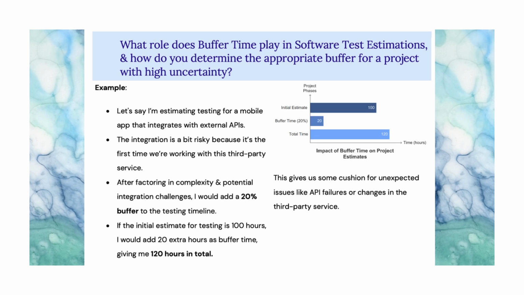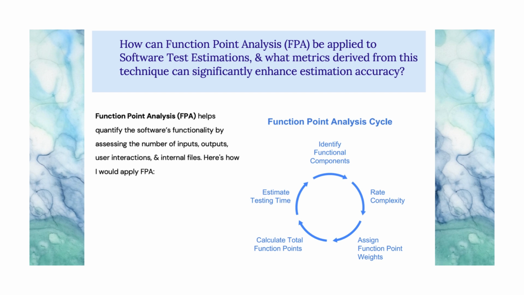Now let's implement this and check an example. How should we consider an appropriate buffer for a project with high uncertainty? Check the detailed steps as below. How can function point analysis, FPA, be applied to software test estimations? What metrics derived from this technique can significantly enhance estimation accuracy? Check the details as below.